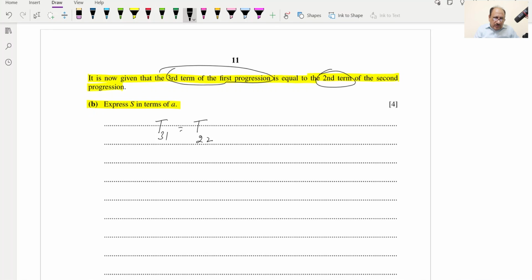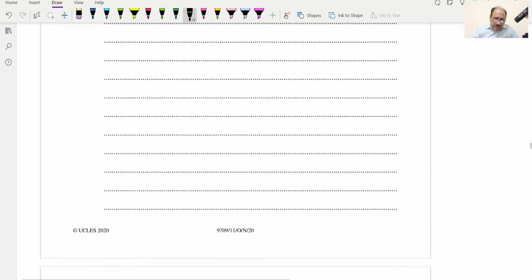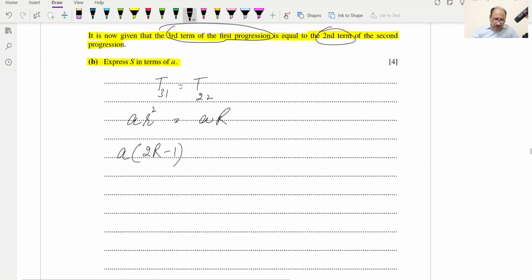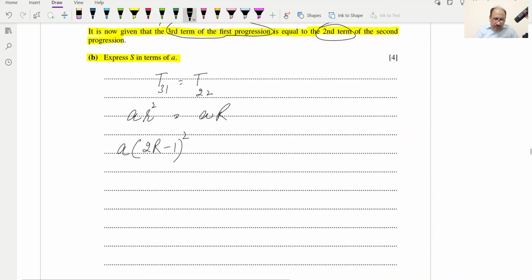So this will be ar raised to the power 3 minus 1, so it will be ar squared, and this is equal to aR, because this is the second term, so capital R. And now we know that small r is equal to 2R minus 1, which we just found in the previous question. We replace the value over here, and this will be taken as square, equal to aR.